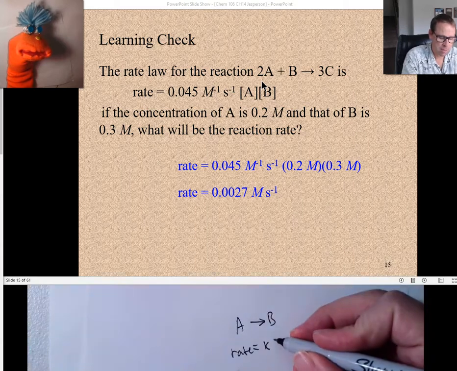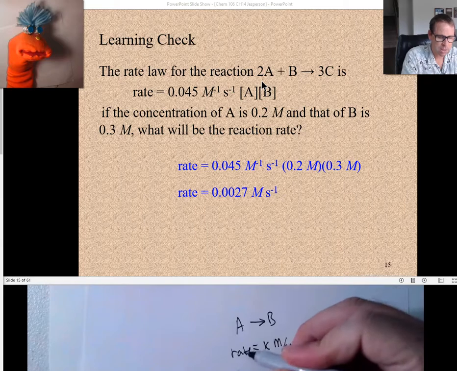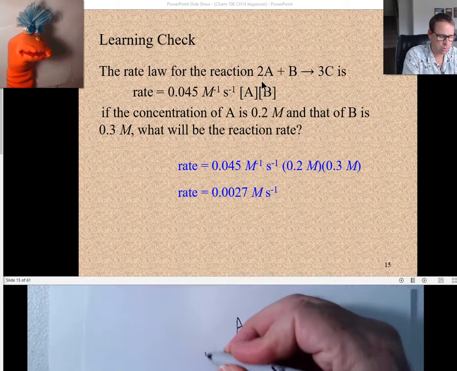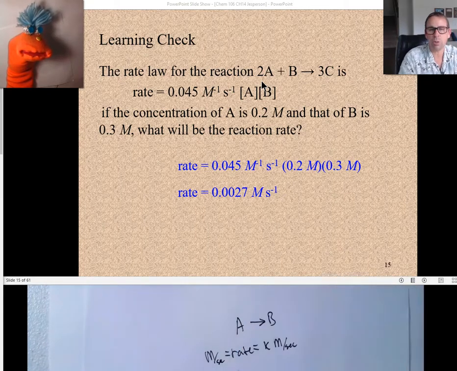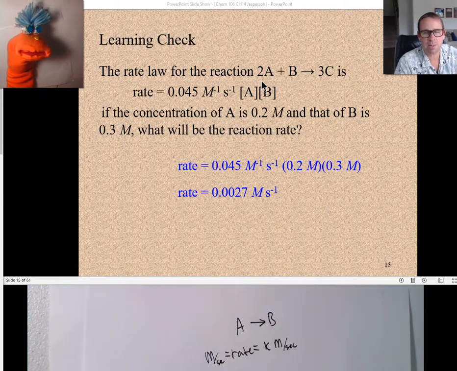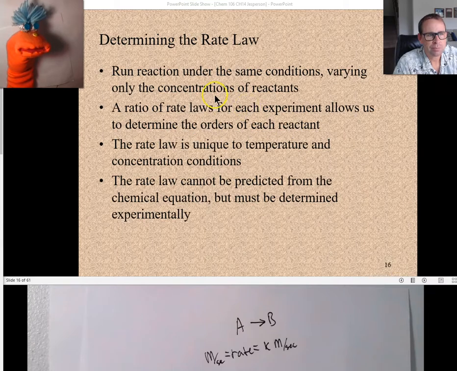And in this case, the K value would have to have units of molar per second, because again, rate is always in units of molar per second or molar per time. And usually, again, we're going to be dealing with seconds in this chapter. Okay. So, how do we determine the rate law?